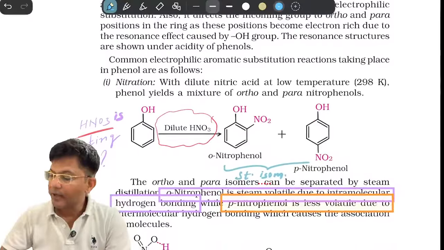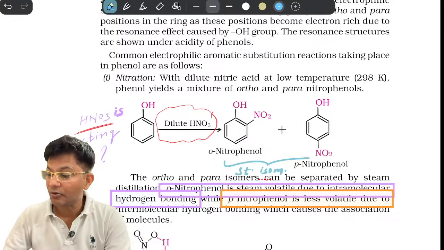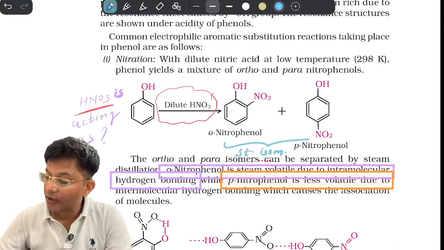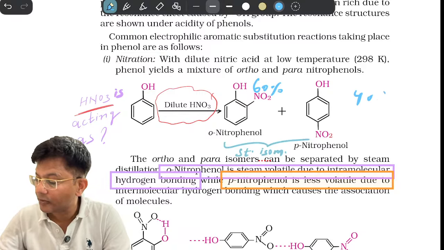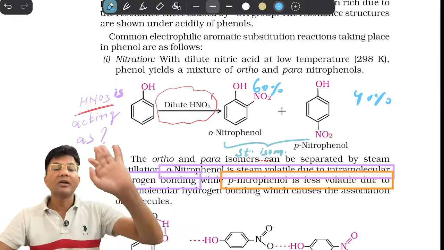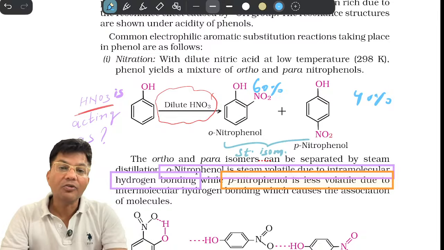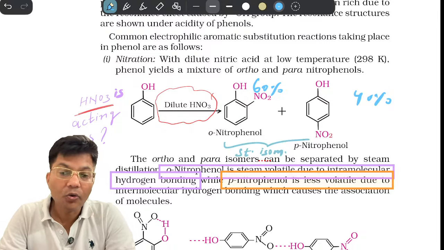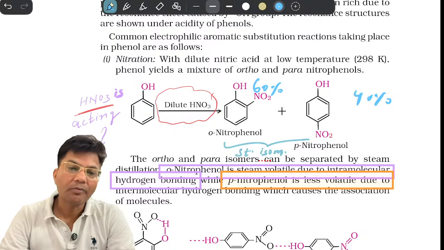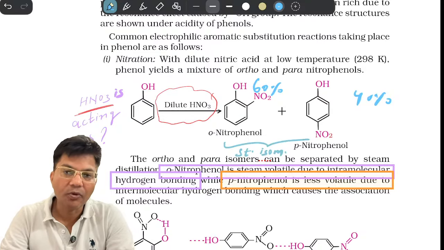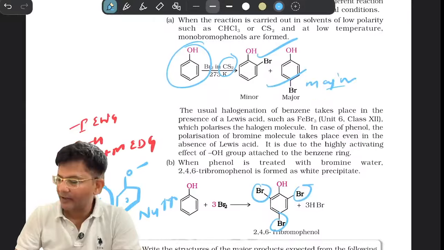The earlier one, they have not written para-nitrophenol or ortho-nitrophenol, which one is major. Remember that due to intramolecular hydrogen bonding, ortho-nitrophenol here is 60% and para-nitrophenol is just 40%. Otherwise, in all other cases, para product is major because of less steric hindrance. But due to intramolecular hydrogen bonding, ortho is the major product. Have you seen? This point was getting missed. Now I think that you are feeling comfortable. Everything I have told you.